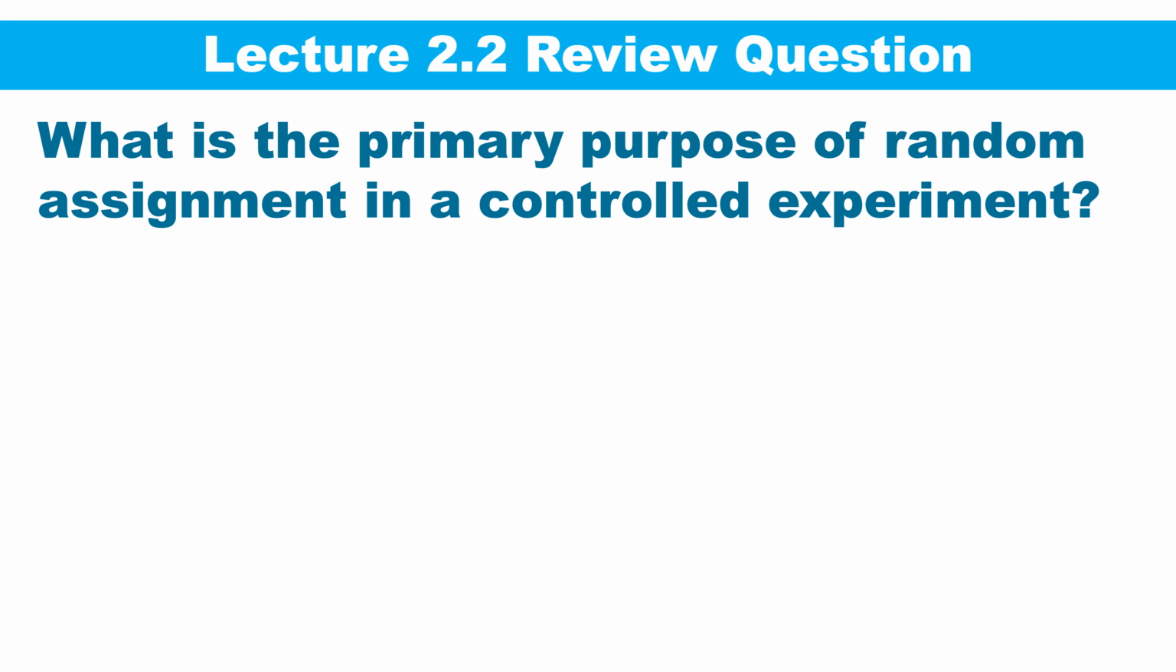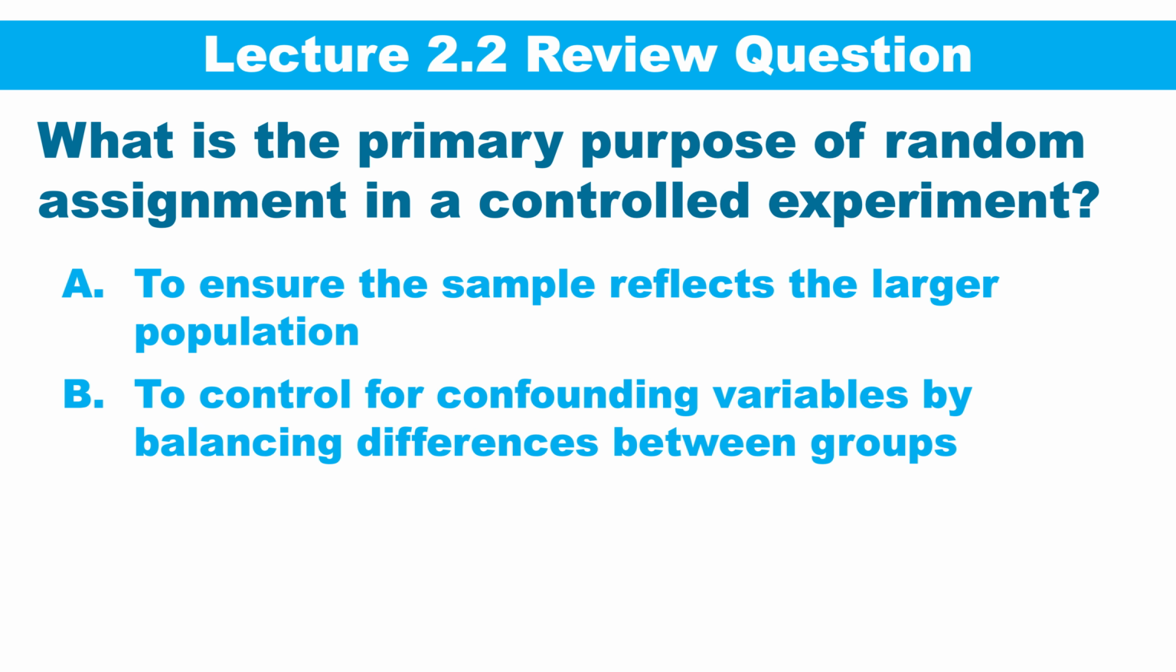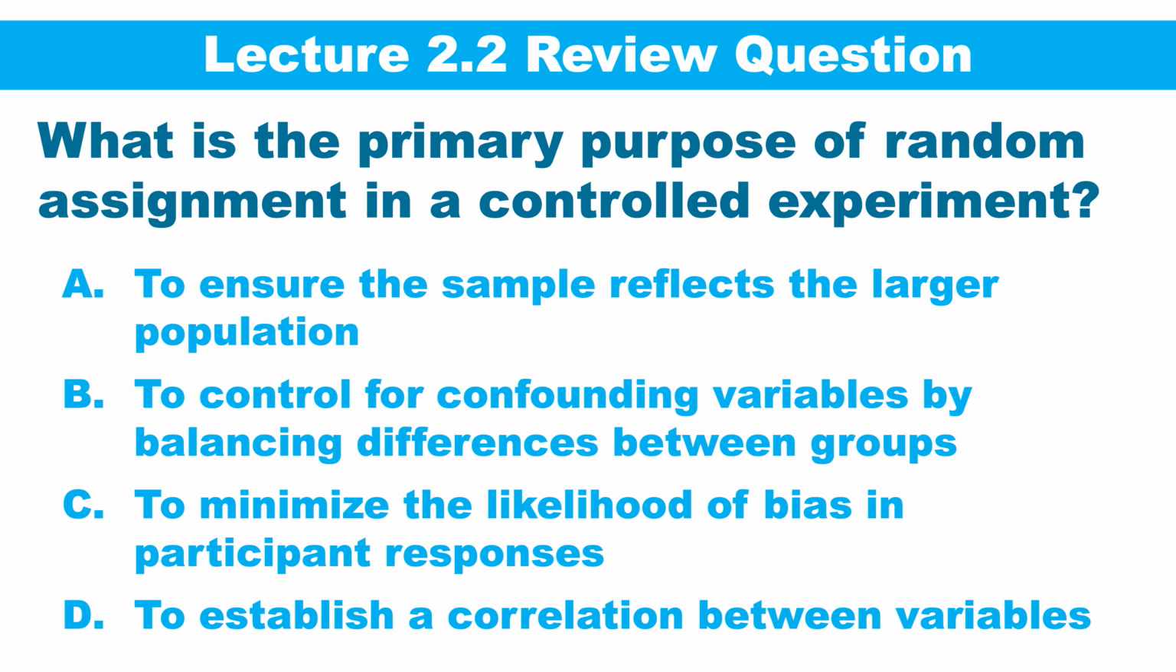Before we jump into that, let's quickly review some key ideas from Lecture 2.2. What is the primary purpose of random assignment in a controlled experiment? A, to ensure the sample reflects the larger population. B, to control for confounding variables by balancing differences between groups. C, to minimize the likelihood of bias in participant responses. Or D, to establish a correlation between variables.